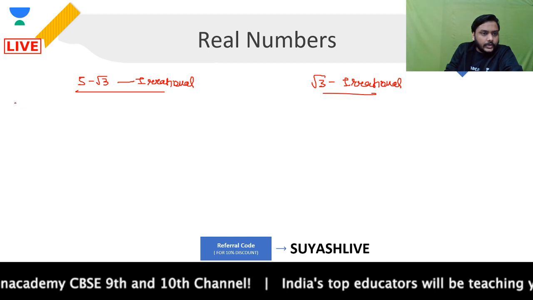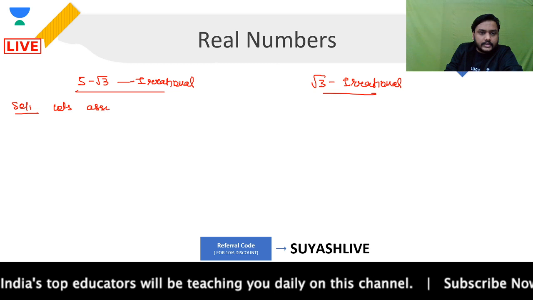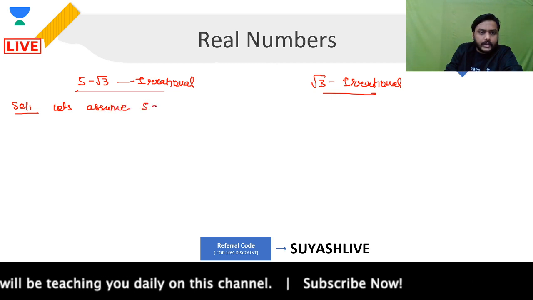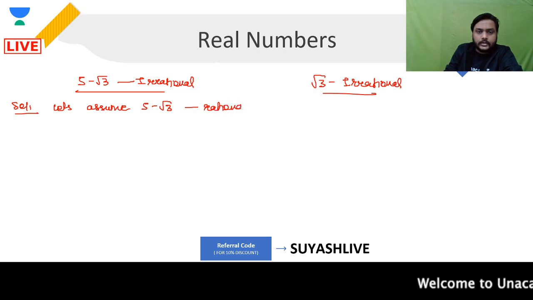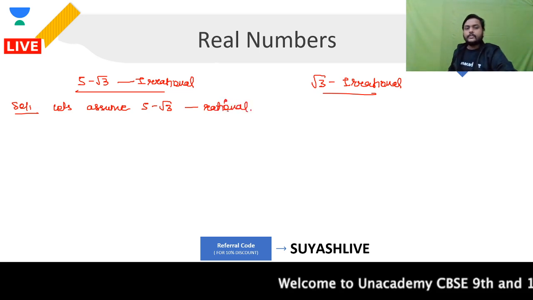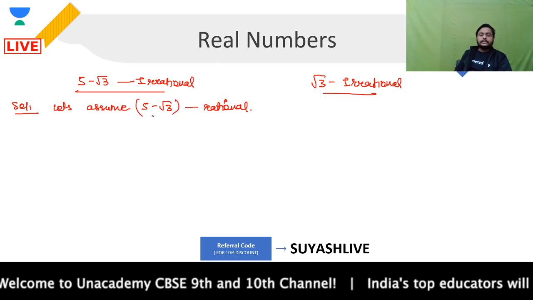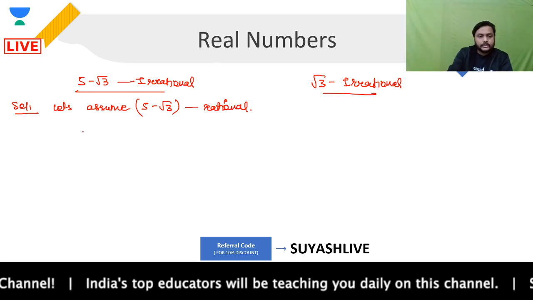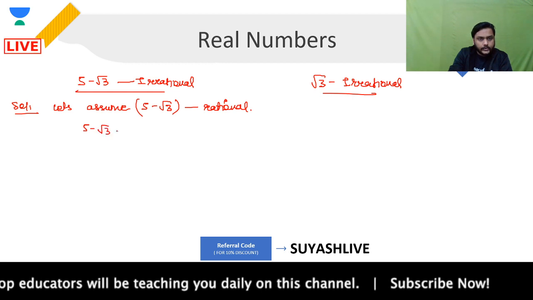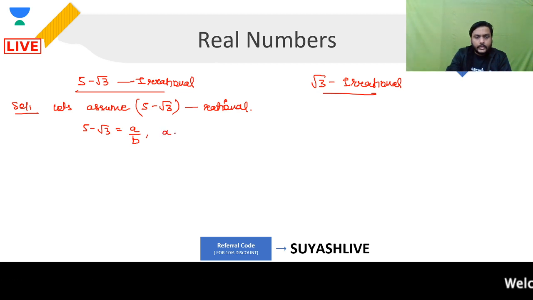Now let's do it. So again what you will do, your solution will start from the assumption. Let's assume that 5 minus root of 3 is rational. I repeat, you assume that 5 minus root 3 is rational. आपने मान लिया that 5 minus root 3 is a rational number. When 5 minus root 3 is a rational number, then what you can say? You can say 5 minus root of 3 could be represented as a upon b, where a and b are co-primes.